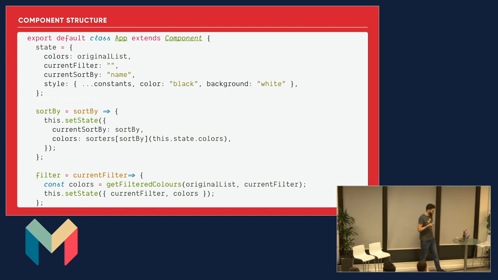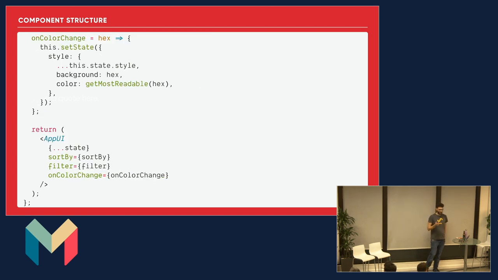There is a state to start with. I can sort the colors with some helpers that help me figure out the hex or the brightness of the color and stuff like that. I can filter with search, and I can change the color by clicking on it. Again, it's not anything particularly complex, but there are some functions there, and the readability of this component is kind of compromised because of that. I'm not going to focus on the UI at all, because this is more about state management in itself.